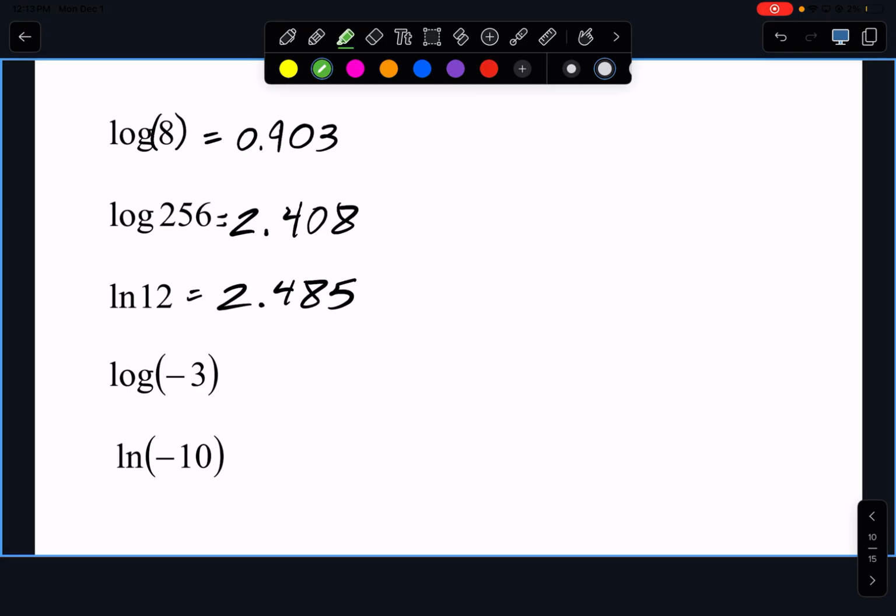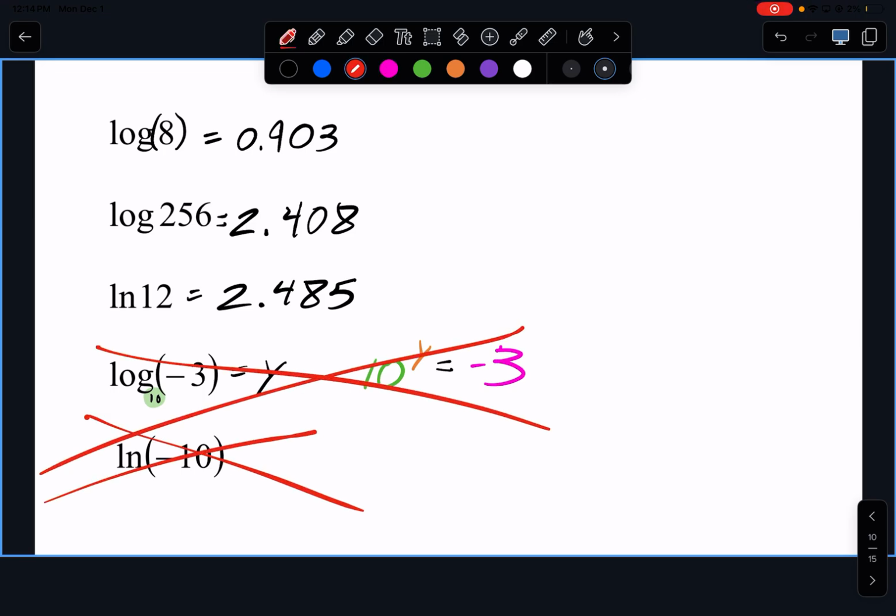Okay, put your calculators down. Let's think a little bit about why. First of all, what is the base of this log here? It'd be 10 because it's a common log. And then equals y. So if we rewrite this, it's going to be 10, because that's my base, to the power of y equals negative 3. Is that ever going to happen? Is 10 to the power of anything equal to negative 3? No, so we cannot do that. We cannot do either of those. You cannot have negative log or natural log.